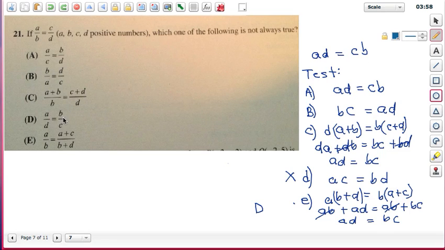Now let's try D. That's AC and BD. That's not the same as that. So D does not work. Let's check E anyway. So if you cross multiply this, you have A distributed over B plus D and B distributed over A plus C. You have AB plus AD is equal to AB plus BC, and the AB cancels out and you have AD and BC, which is what you have here. So E works as well, and the final answer is D.